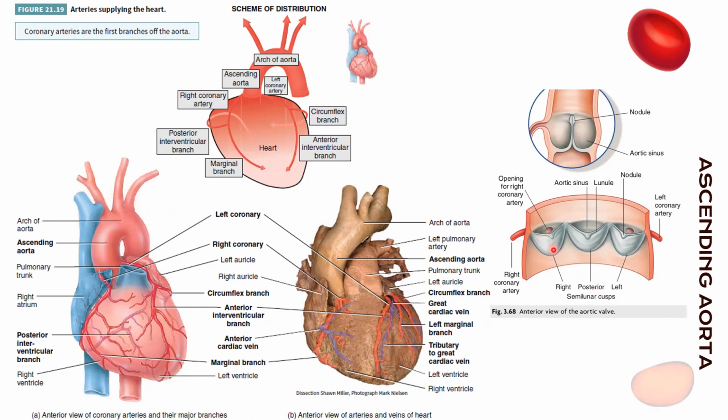Here you could appreciate the aortic valve, the semilunar valve. And the branches, the openings of your right coronary artery and left coronary artery, which supply the heart itself with blood and oxygen.